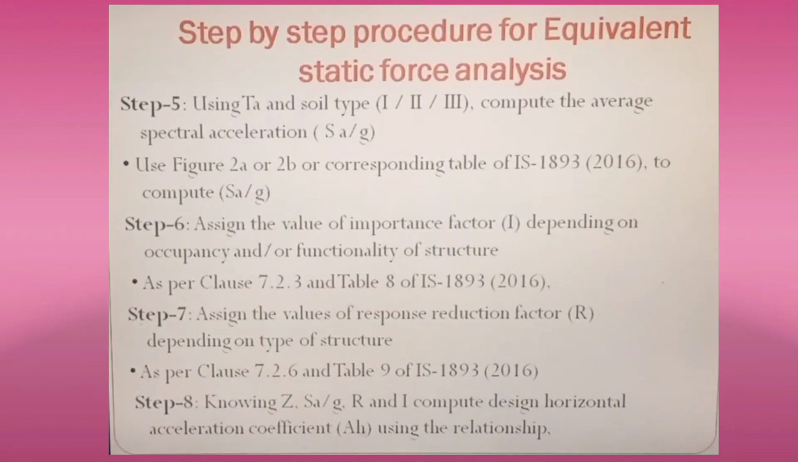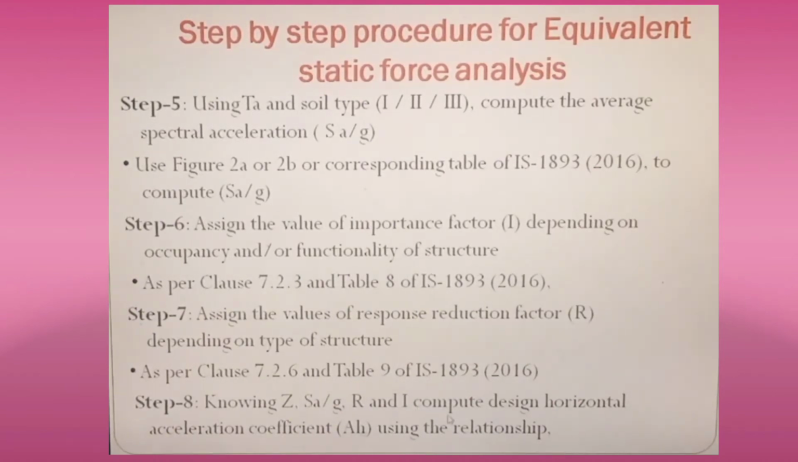And step 8. Up to here, you already know Z, SA by G, R and I. Z means zone factor, SA by G means spectral acceleration, R is the response reduction factor, and I is the importance factor. You have taken these from IS 1893 2016, and this SA by G you have computed.